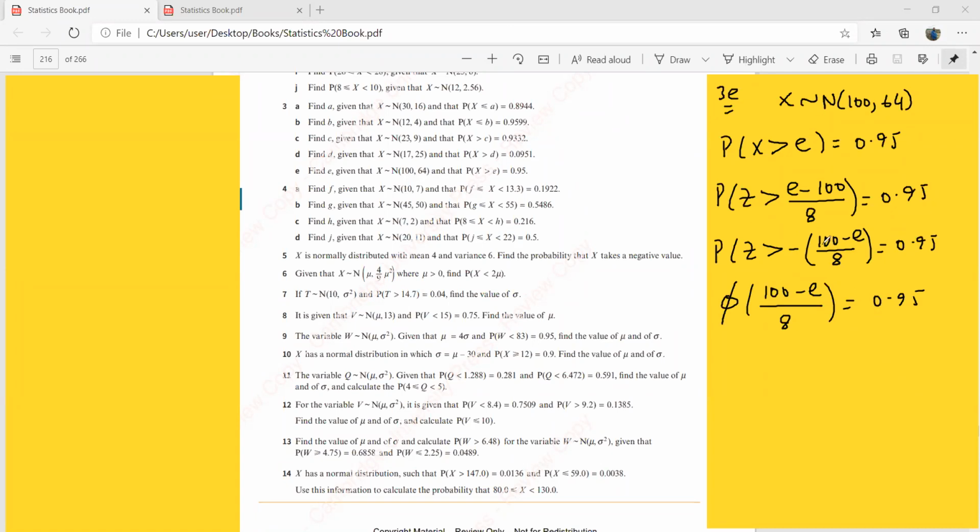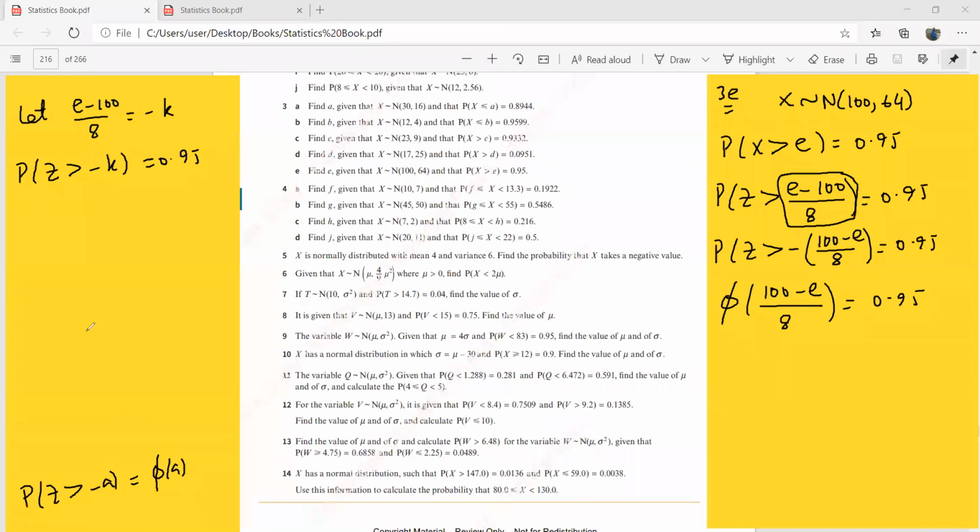Now, suppose some of you don't like doing this. Then you must have a strong belief that all of this is representing a negative value. So you can say that, let E minus 100 over 8 be equal to minus K. So you would write this as probability Z is greater than minus K, that is 0.95. And if you recall, probability Z is greater than minus A is simply phi of A. So you can write this as phi of K, that is 0.95, and your K is phi inverse of 0.95, and then you get your K from the table.